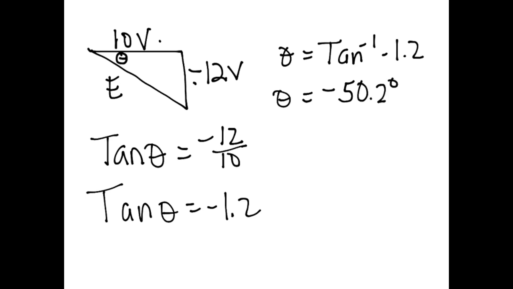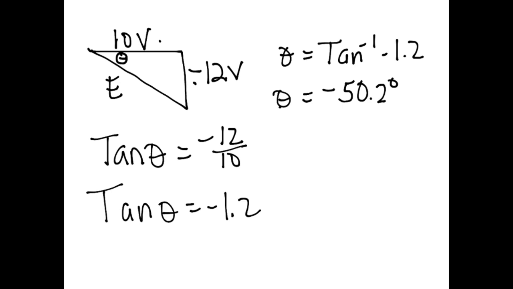50.2 degrees. Now, even though when you calculate this at times you may get positive, depending on which combination of sides you use, just remember, when you're listing your final answer in an RC circuit, this angle is negative and V sub C is negative.